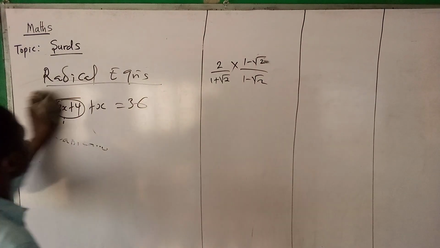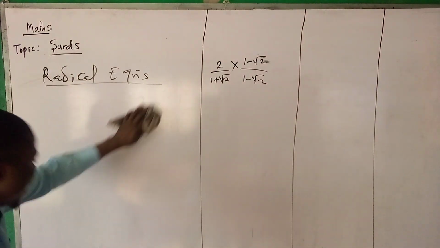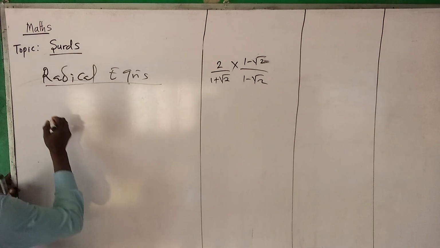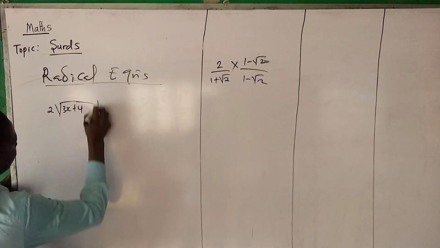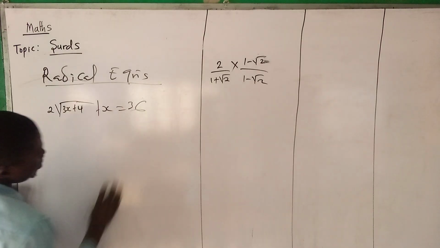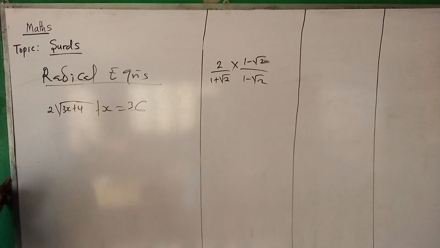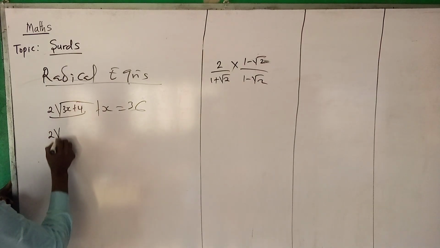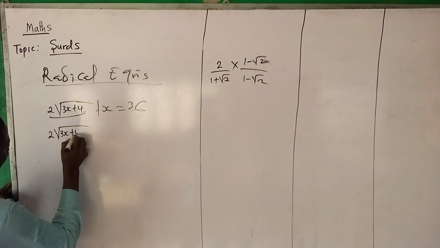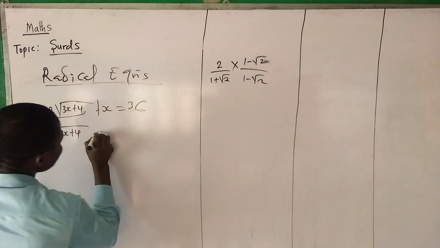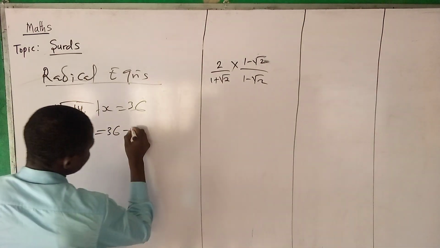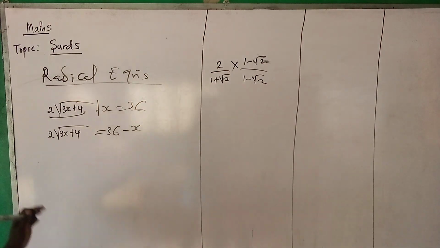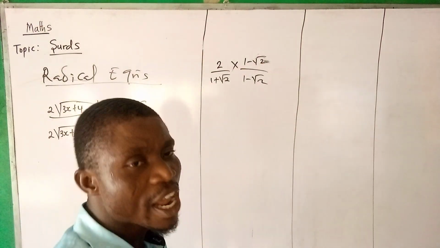Now let's just solve this in short. Let me give you a hint how to solve this one. I said 2 surd 3x plus 4, plus x, equal to what? 36. I said first, make this the subject of the formula. So having 2 surd 3x plus 4, that one must be equal to 36. Then plus x is going, so it must be minus x. That is the first step to do whenever you see a radical equation.